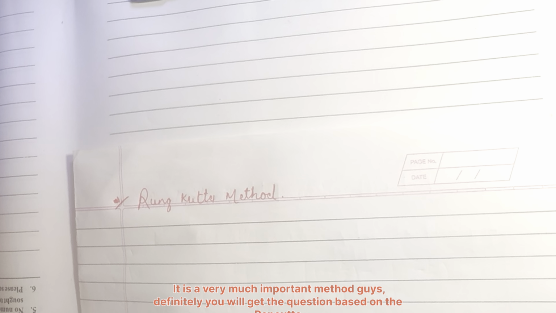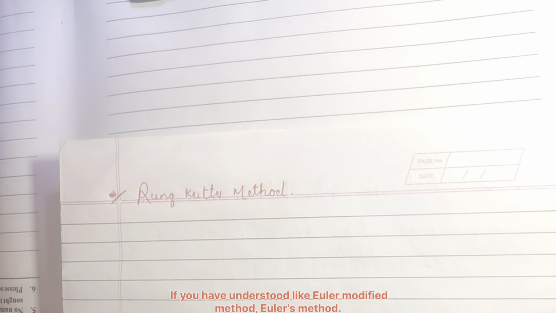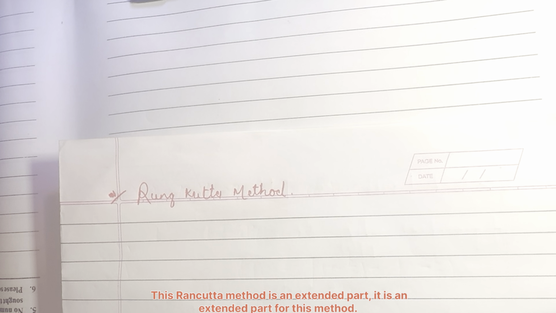First of all, we're going to understand what the Runge-Kutta method is. It is a very important method. Definitely you will get a question based on the Runge-Kutta method in your exam. It is one of the easy methods if you have understood Euler's method and Euler's modified method. The Runge-Kutta method is completely based on these methods. It is an extended part of these methods.